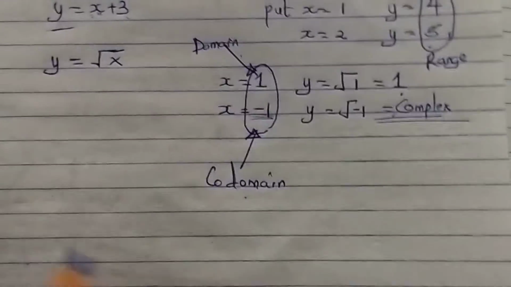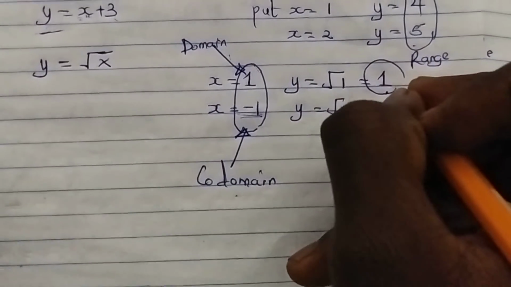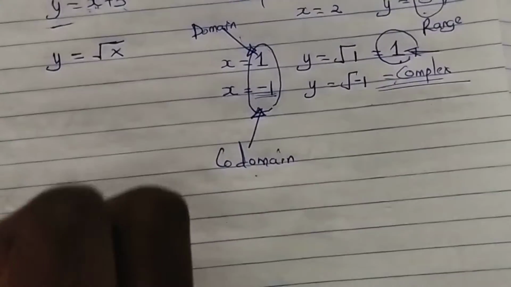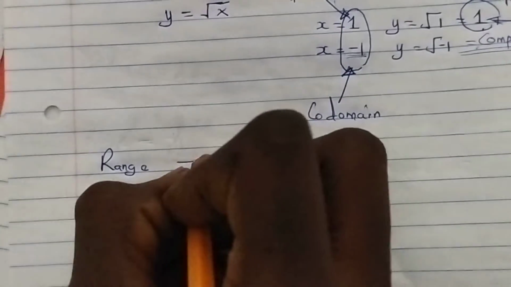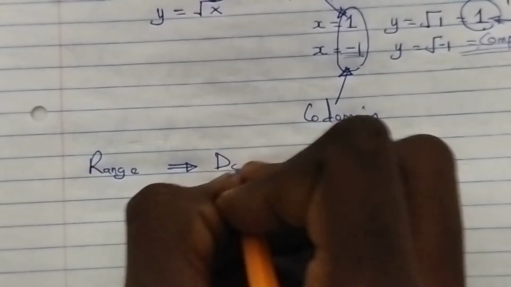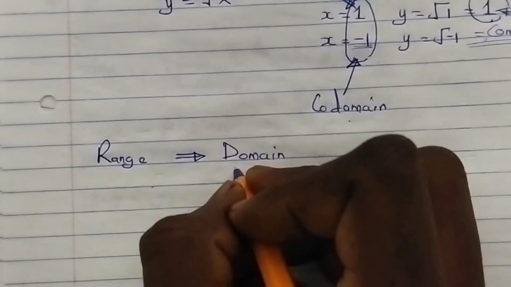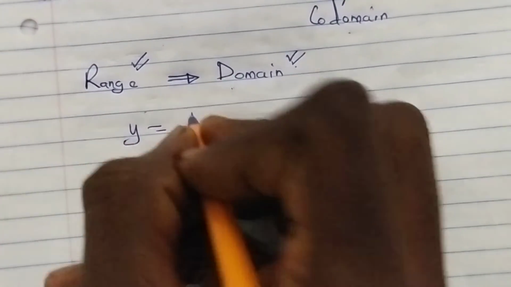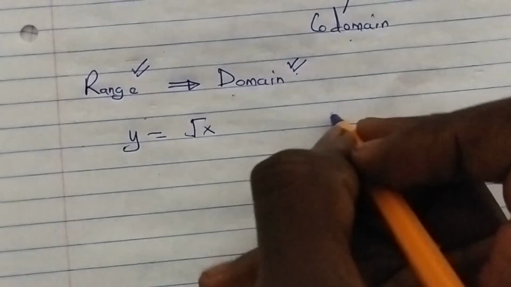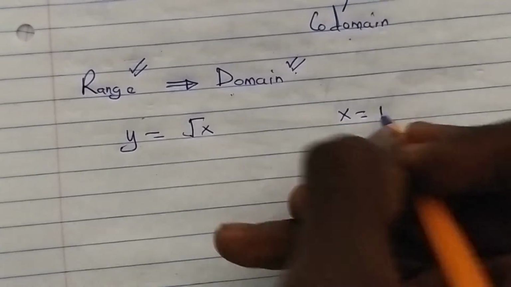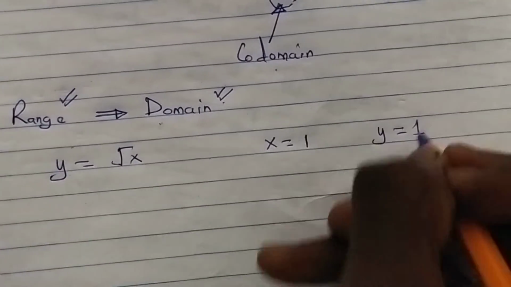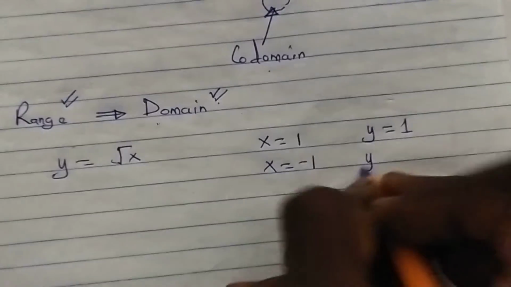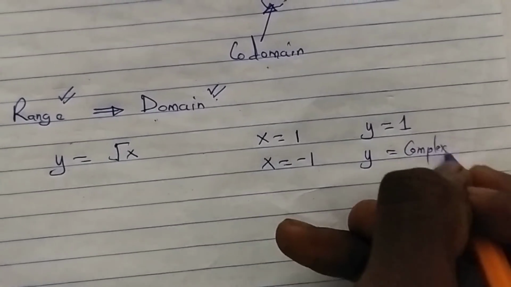And I've said a range are the values of y. It has to be defined. Range must be defined, and range goes hand in hand with the domain. So it means a value must have a domain for it to have a range. A value cannot have a range when the domain is not existing. For example, in this case where we are having y is equal to root of x, when we are having x is equal to 1, of course we are going to have y being also 1, but when we are having x equal to -1, our y will be a complex value, which is not real, not a real value.